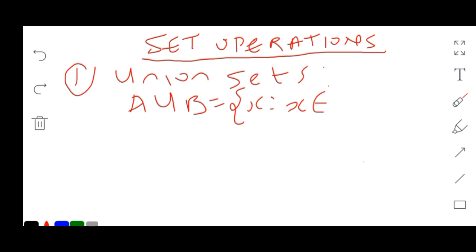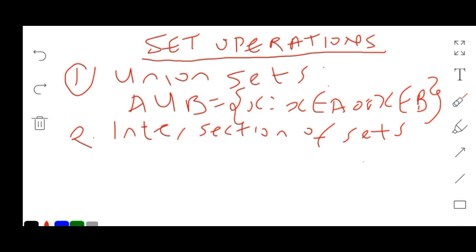So X such that X is a member of A, or X is a member of B. Let me just explain this. So X is an element in this set A and B. So X is such that X is a member of A. Don't forget the sign means member. X is a member of A, or X is a member of B. So that's how you're going to write it for union of sets. So X, the element, must be a member of A or a member of B for it to be in the union.